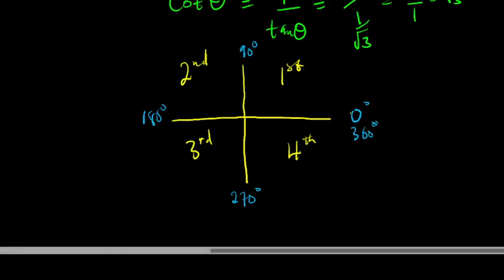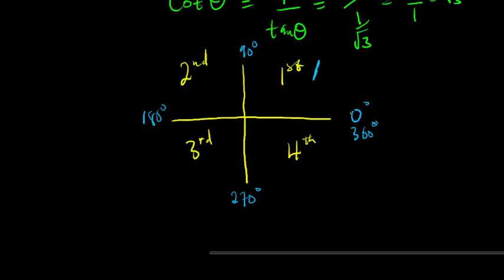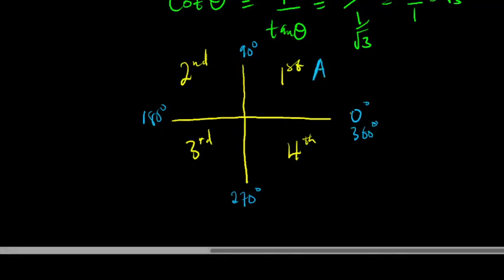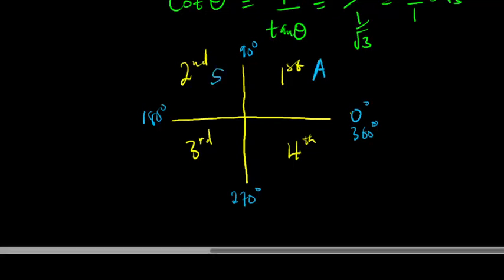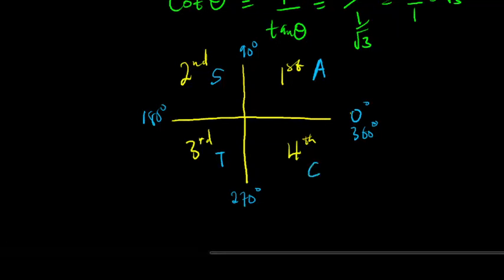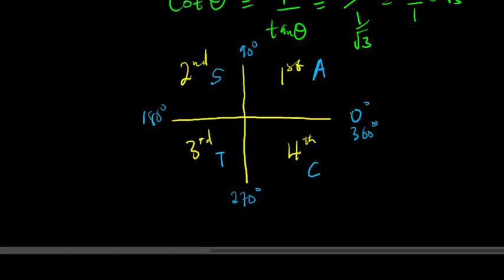Now in the first quadrant, our basic trigonometric ratios, sine, cos, and tan, they are all positive, so we use A for them, all. In the second quadrant, only sine is positive, so we use S for that. In the third quadrant, only tan is positive, we use T for that. And in the last quadrant, only cos is positive, we use C for that.